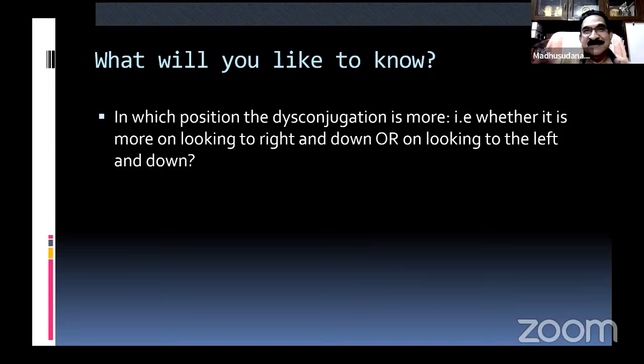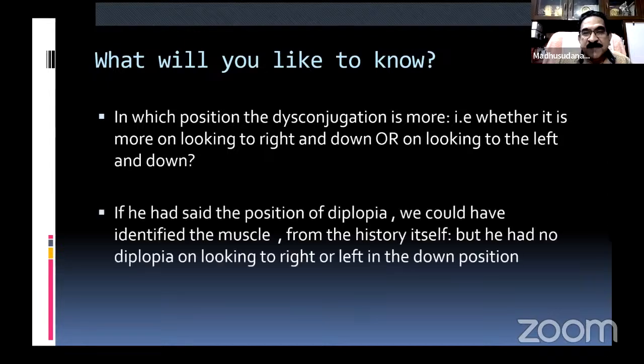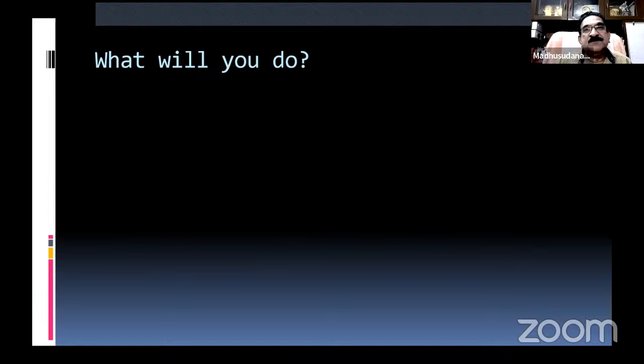So this patient did not tell that. He is telling diplopia only looking down. Neither is it present looking down to the right, nor only looking to the left. So I am confused. If we had the position of diplopia, we could have identified the muscle from the history itself. But he had no diplopia looking to the right and left in the downward position. So what will you do now?